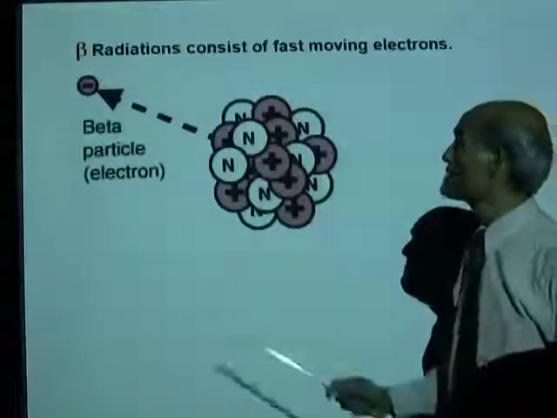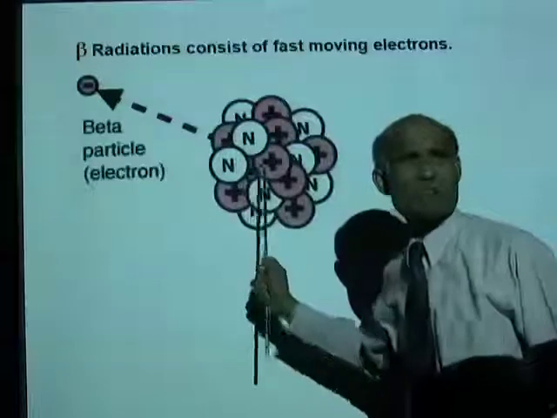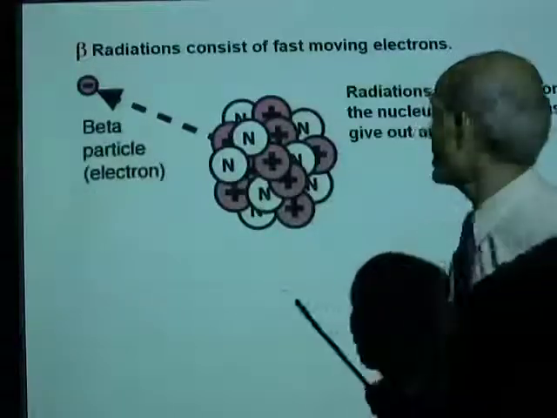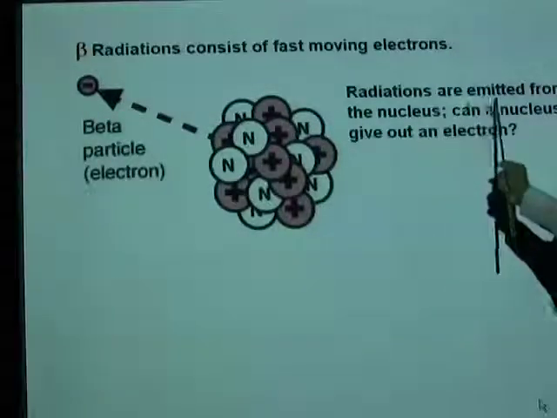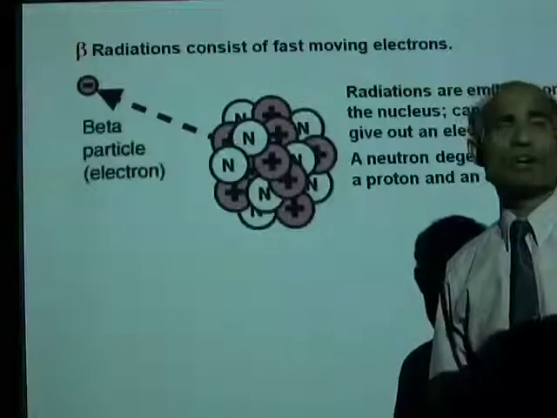What is a beta radiation? A beta radiation is an electron coming from the nucleus. That is something that is not understandable. Is that right? Radiations are emitted from the nucleus. Can a nucleus give out an electron?